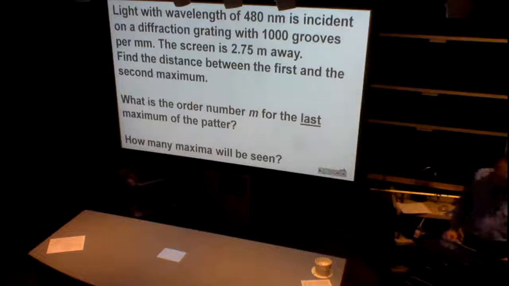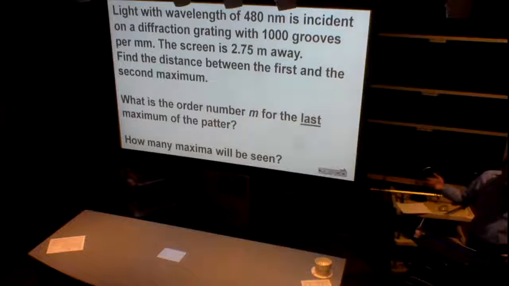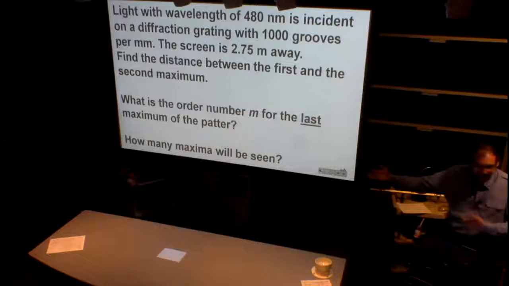Typical problem. A light with a given wavelength, this is actually on the blue side, travels. So when I read it and I encounter a complicated word, I change it to a simple word. So incident, it's too difficult. So travels through a diffraction grating with 1,000 grooves, cuts, lines per millimeter. That's it. The screen is 2.75 meters away. Calculate everything, basically.